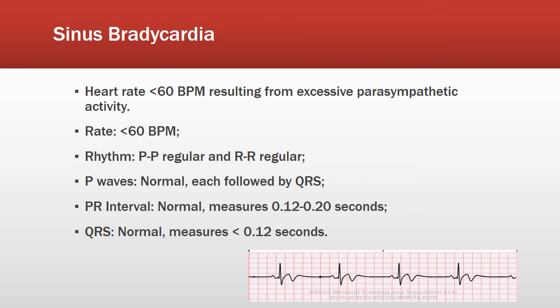The rhythm, the P to P is regular, the R to R is regular, the P waves are normal, each followed by a QRS. The PR interval is normal and measures 0.12 to 0.20 seconds. The QRS is normal and measures less than 0.12 seconds. And again, this is a sinus brady at a rate of 40, and it could be excessive parasympathetic activity, but it could also be due to an MI.